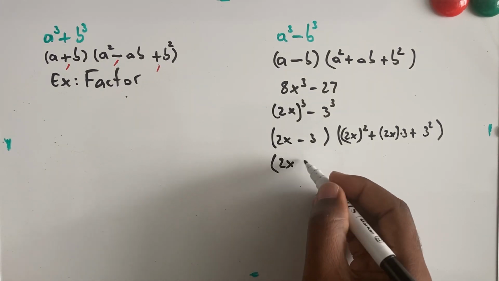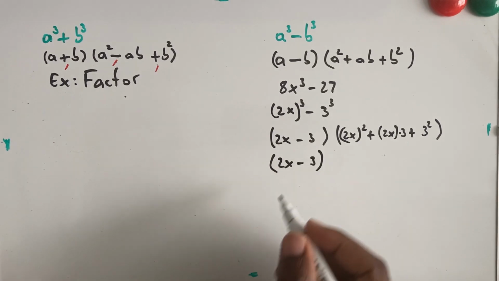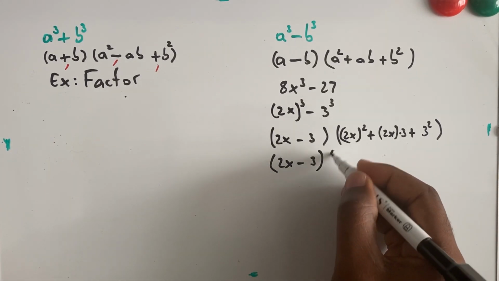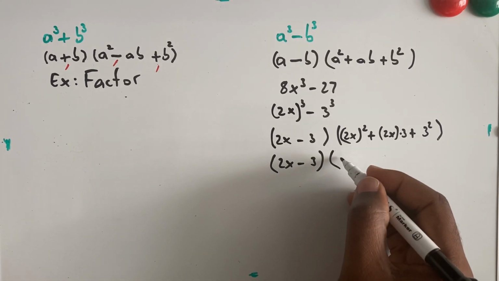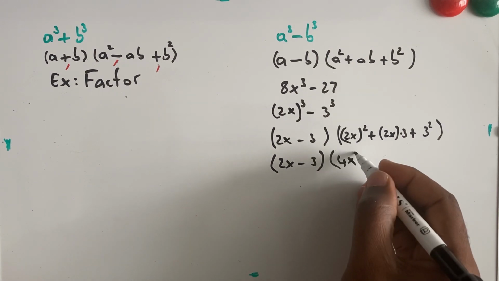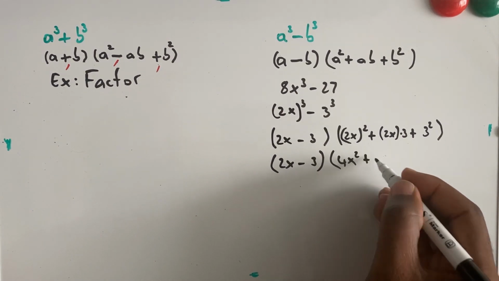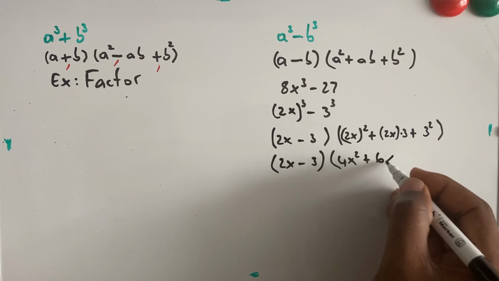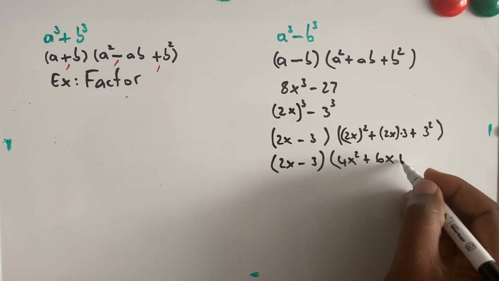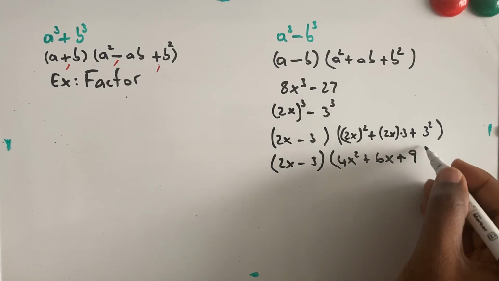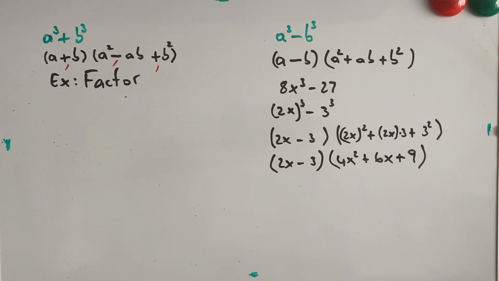Now let's go. Simplifying, 2x minus 3, times 2x squared, that's 4x squared, plus 2x times 3, 6x, plus 9. So the answer here is 2x minus 3 times 4x squared plus 6x plus 9.